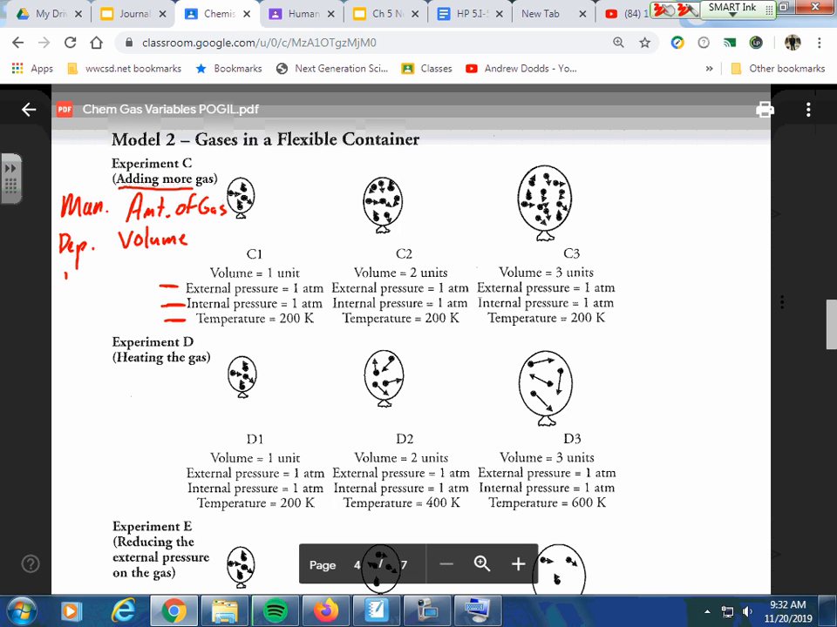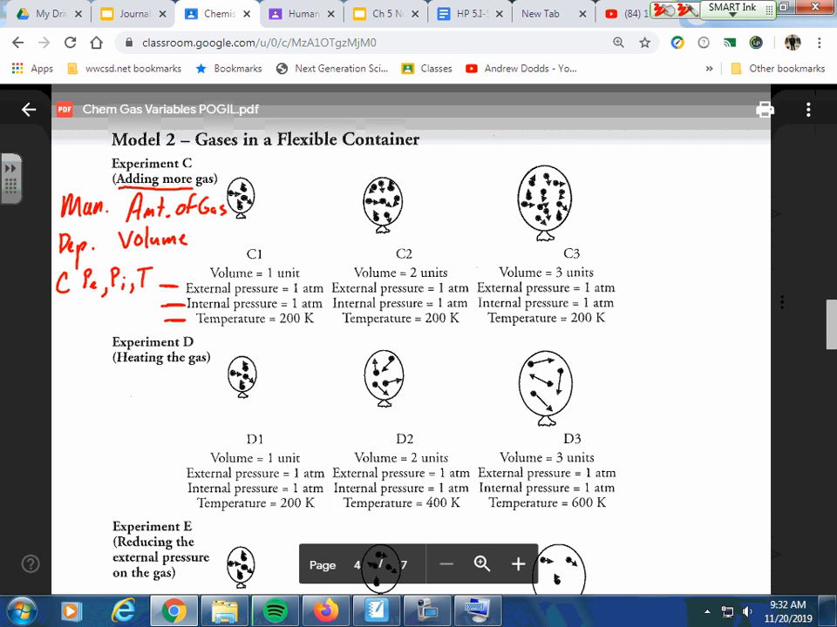So on our controlled variables, what didn't change? Amount of gas changed, volume changed, pressure external did not change, pressure internal did not change, and temperature. Okay. So really, on all of these, if you notice, by the way, the 5 variables that we were talking about, amount of gas, volume, external pressure, internal pressure, and temperature, all 5 of those get listed somewhere in each experiment. All right, what about experiment D?